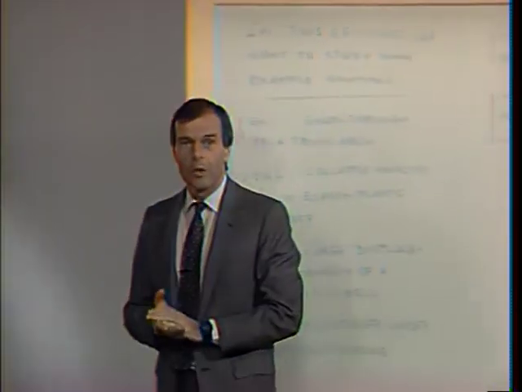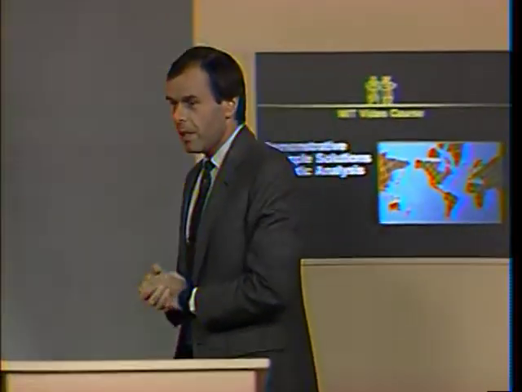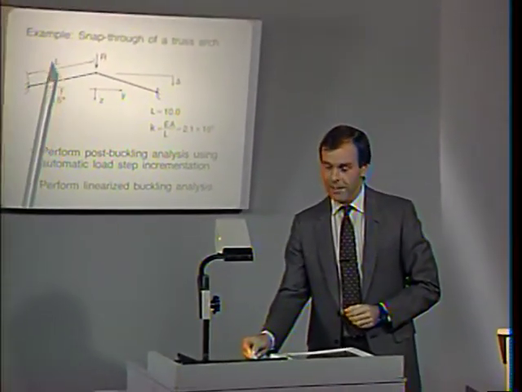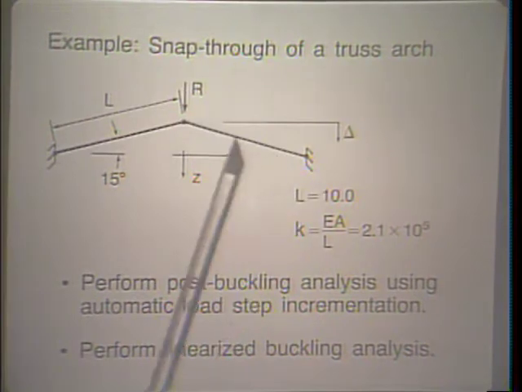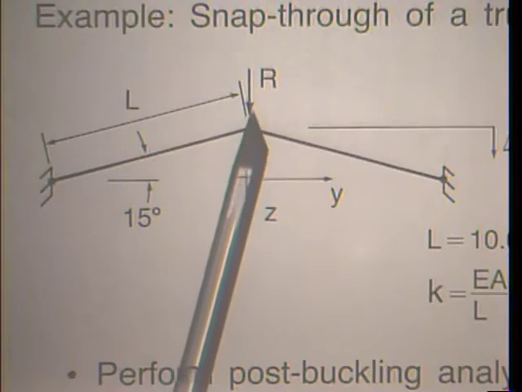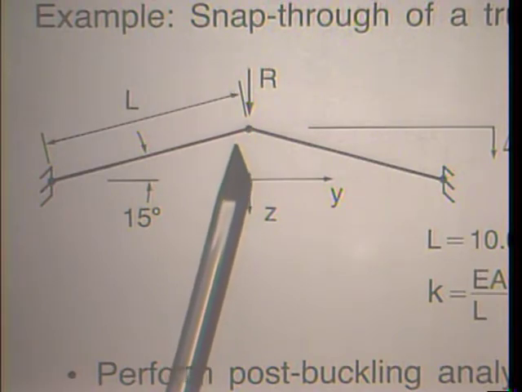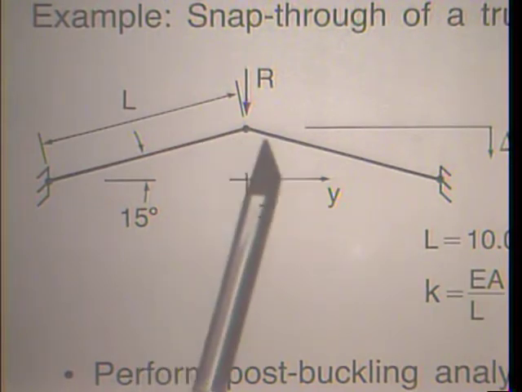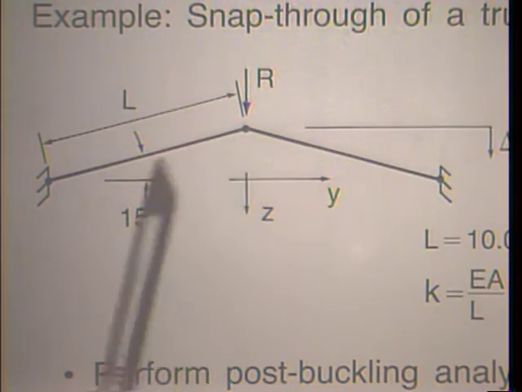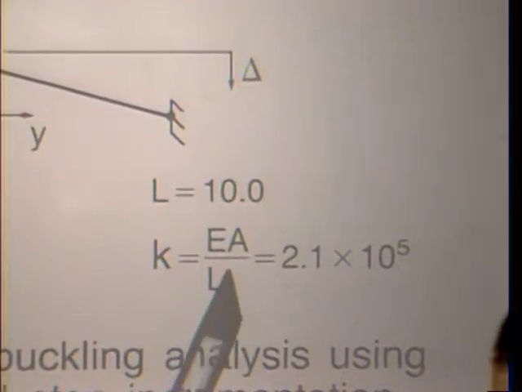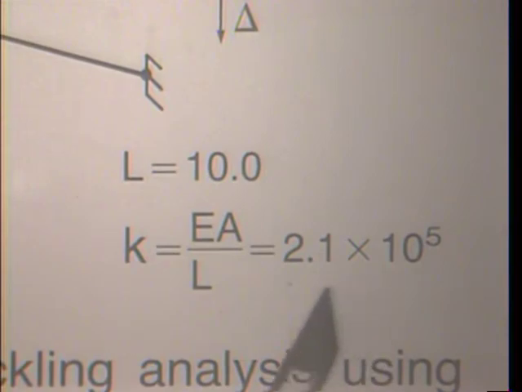So let me now walk over here to some view graphs which give us the information regarding all these analyses. In the first example, we are looking at a simple truss structure which is shown here, that is subjected to a load R here. Notice this is a 2 degree of freedom system only. Actually, if you use symmetry conditions, you would have a 1 degree of freedom system. Notice the dimension L is equal to 10, K, the stiffness, EA over L, is given here.